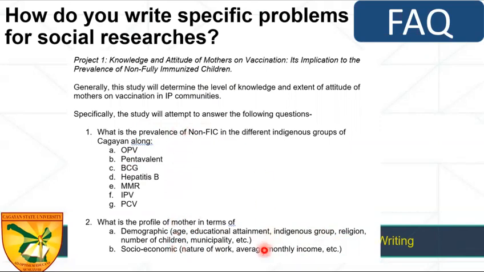Also, this will be your guide for your tool. So your tool here, in terms of measurable, needs to answer or indicate there. For example, demographic, you have the answers for age, you have the answers for educational attainment, etc.